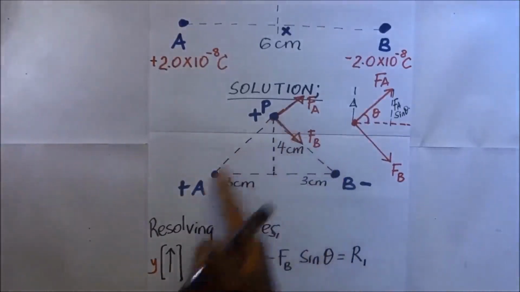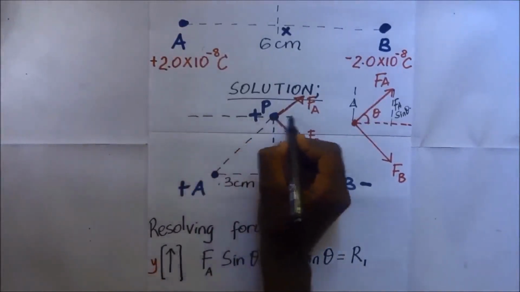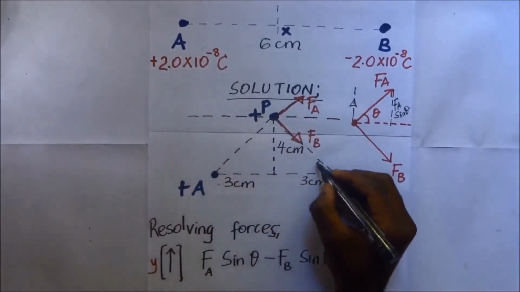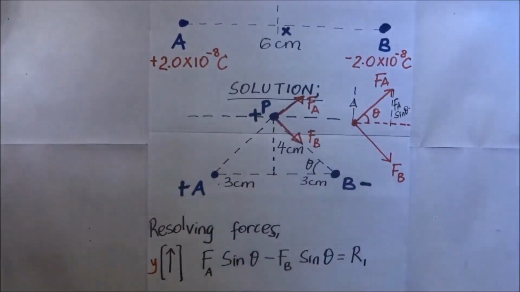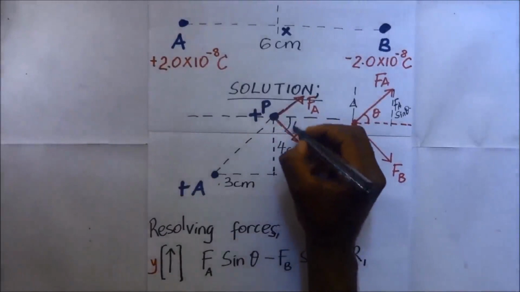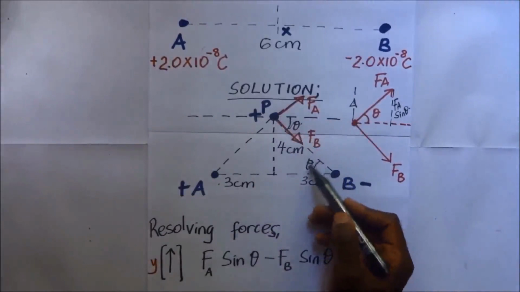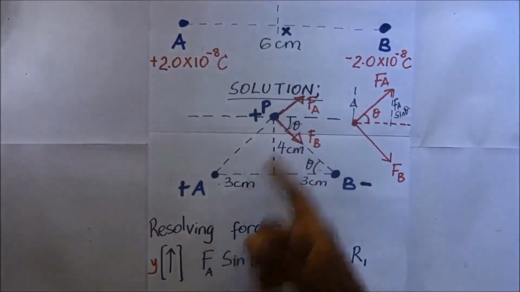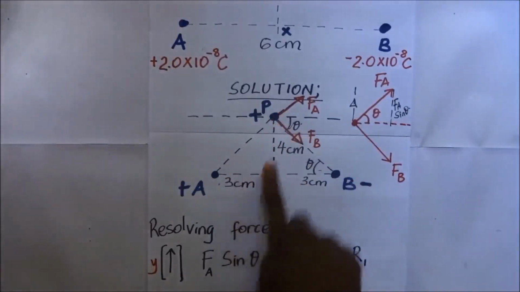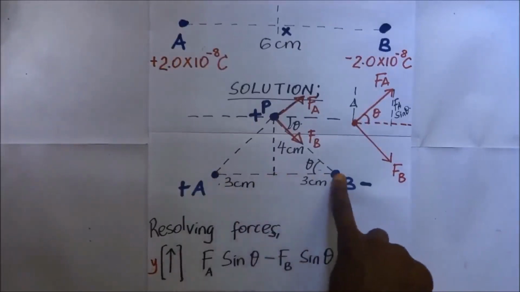If we look at this triangle, we could draw a parallel line here going through this point. This line is parallel to this line. So if we get this angle theta there, this angle is the same as that angle down here. These are called Z alternate angles. So if this is an angle theta, that's an angle theta. This here is 4 centimeters. We have 3 centimeters this way, 3 centimeters that way.